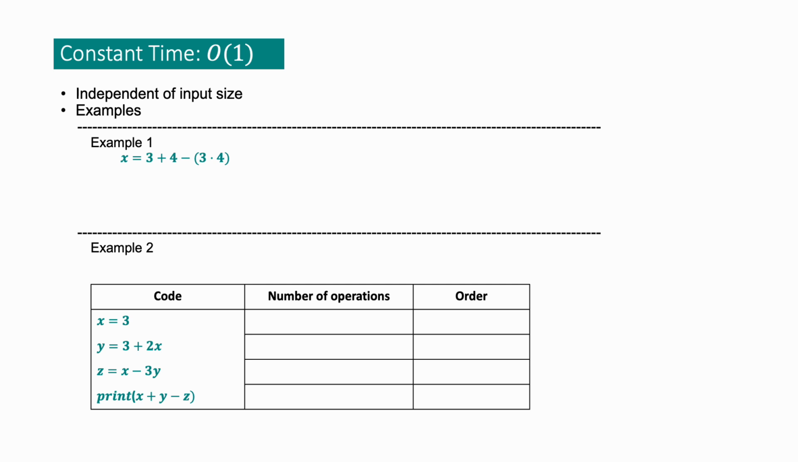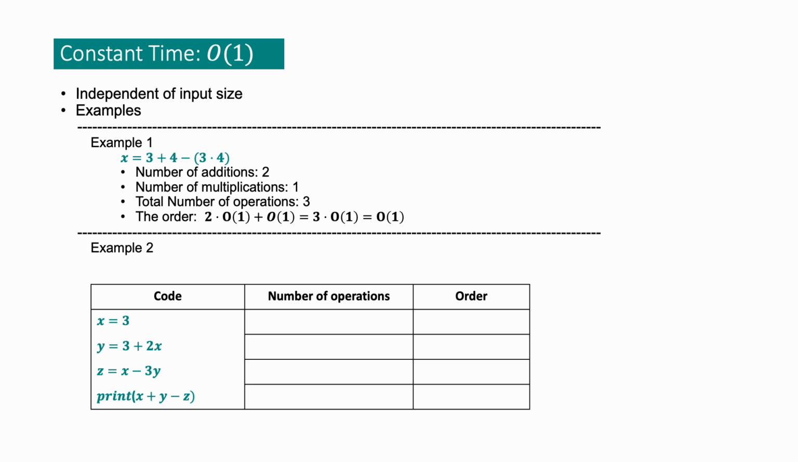So for example, look at this. Constant time, or O of 1, is what we call an algorithm that is independent of the input size. No matter what the input is, it still performs uniformly at a constant time. For example, if the only task of the algorithm is to assign x the value of 3 plus 4 minus 3 times 4, the values are constant, so it is not dependent on the input, right?